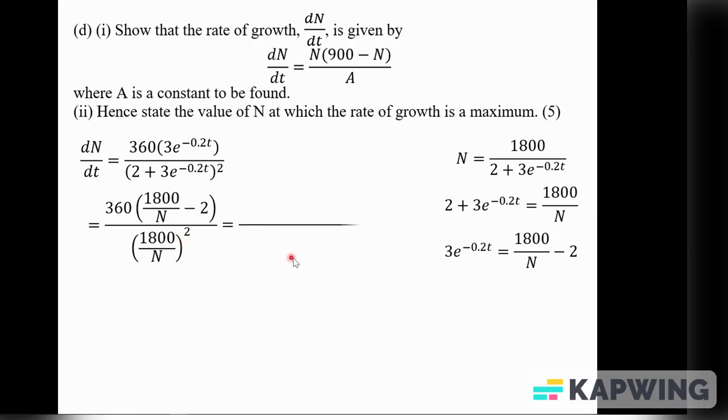I've got fractions all over the place. So I'm going to multiply the top and bottom by N squared. So I'll have 1080 N squared on the top and just 1800 squared on the bottom. And that's leveled that bracket.